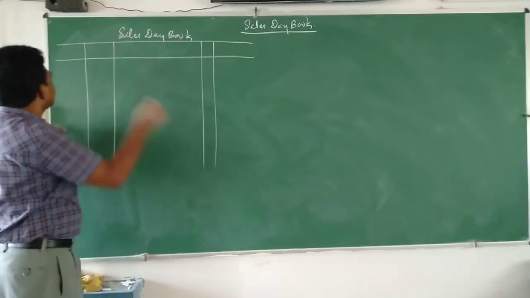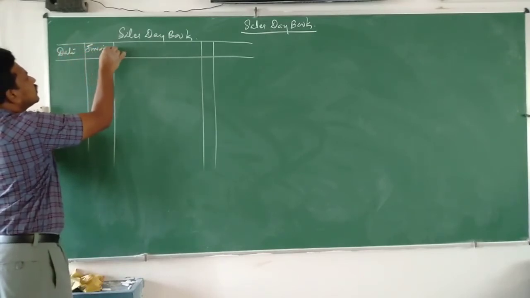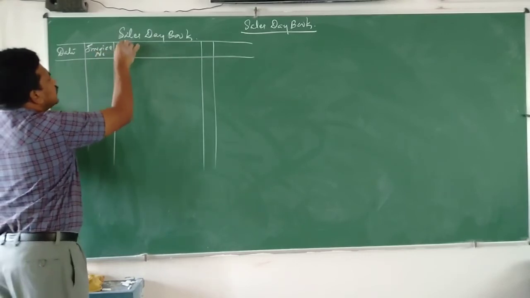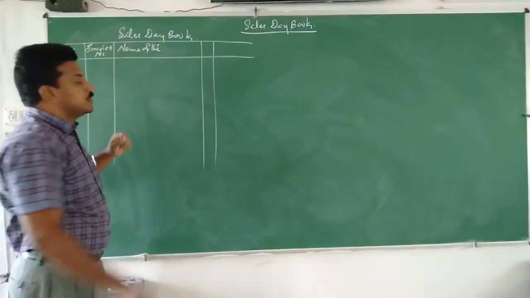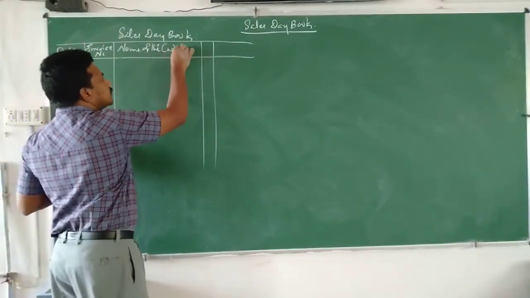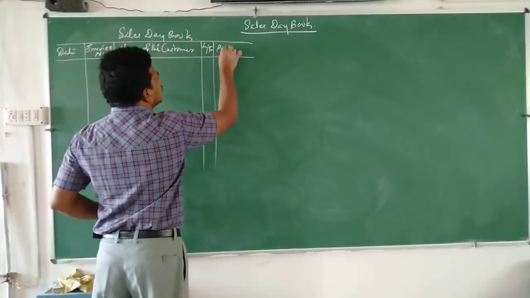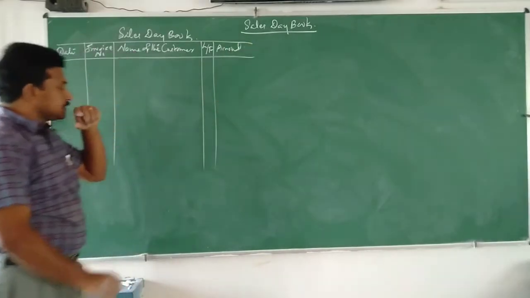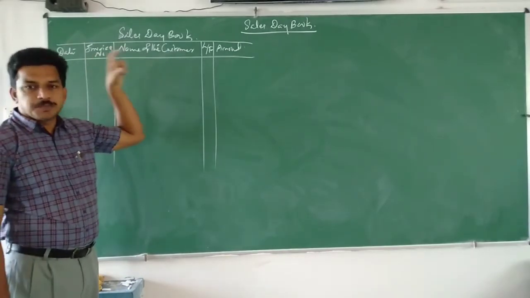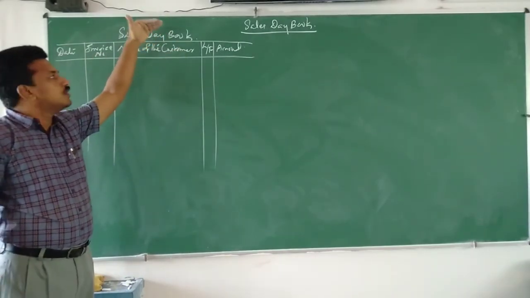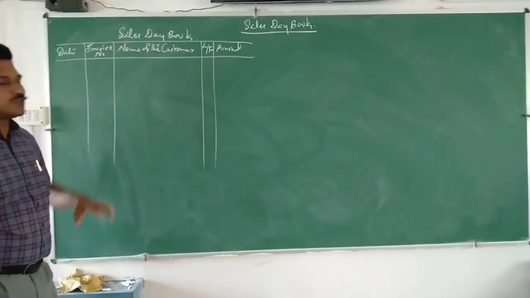Sales day book: date column, then invoice number, name of the customer, you will write, not supplier, customer. Then ledger folio, amount. So this is the format where we write name of the customer instead of supplier. That is the only difference of sales day book from purchase day book. Okay, so let us solve a question.